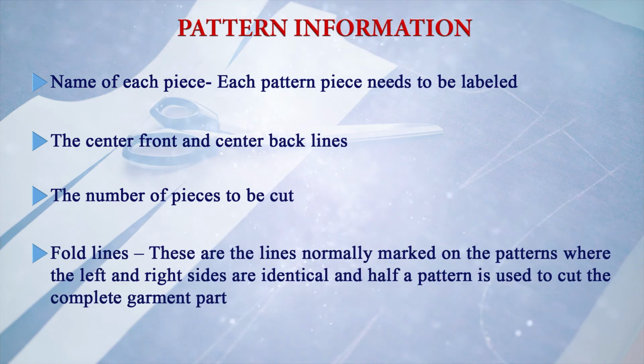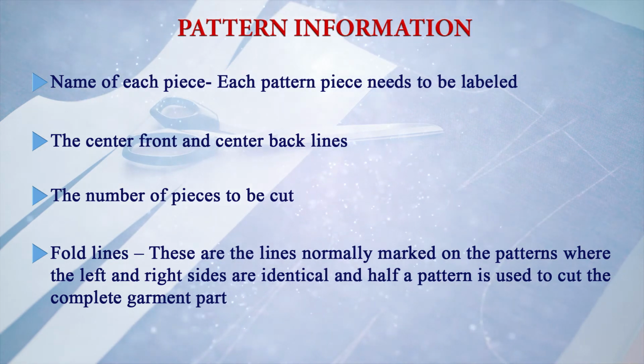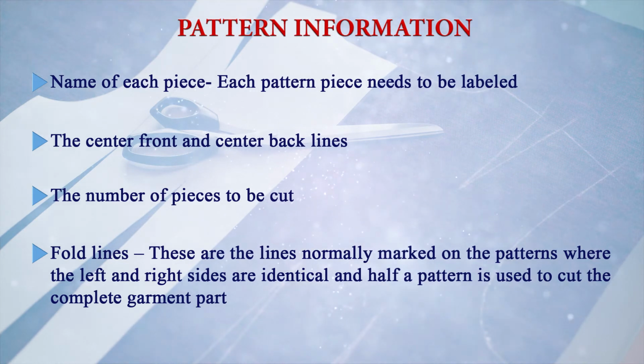Then the fold line: these are lines normally marked on the pattern where the left and right sides are identical, and a half pattern is used to cut the complete garment part. There are different types of fold on the fabric, like the design should be on the fold side, or on the layout, which type of layout of the fabric it should be.